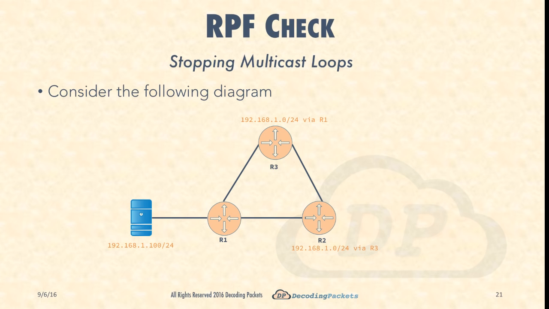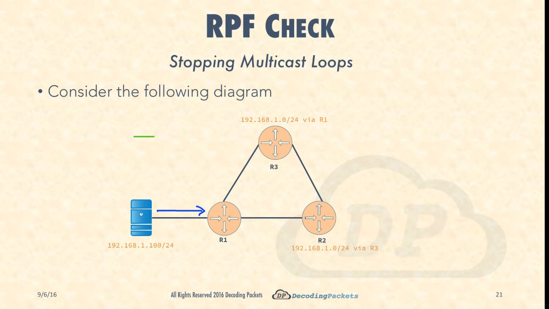Now let's take a look at the earlier scenario, this time with the multicast RPF check stopping those multicast loops. As we discussed, the stream of multicast packets is going to come in from the source, 192.168.1.100. But this time, pay attention to the actual routes that are being utilized here. On R1, you have a directly connected interface.